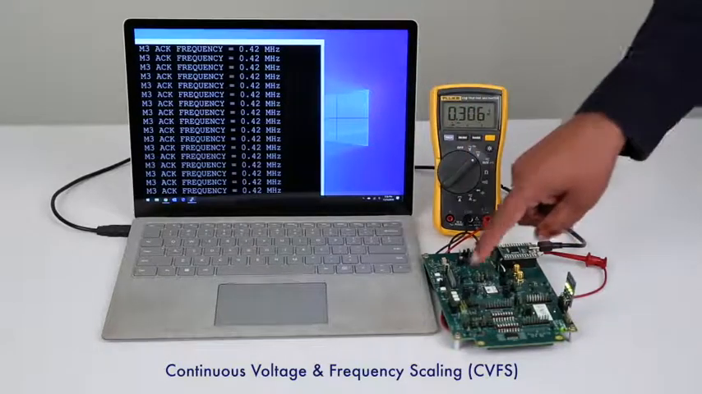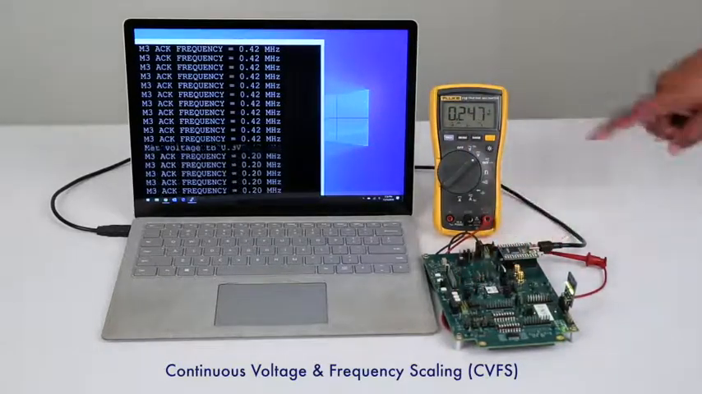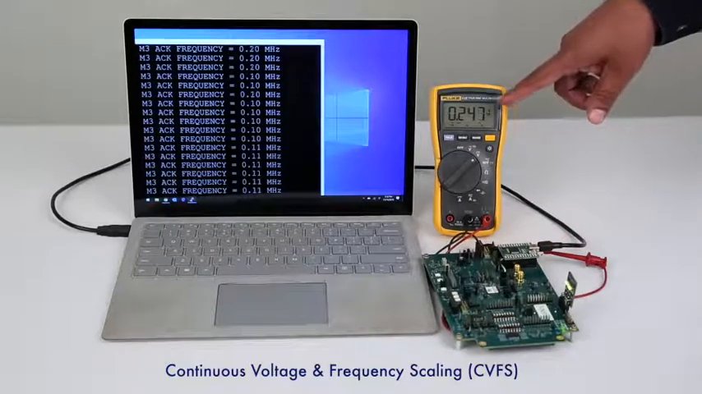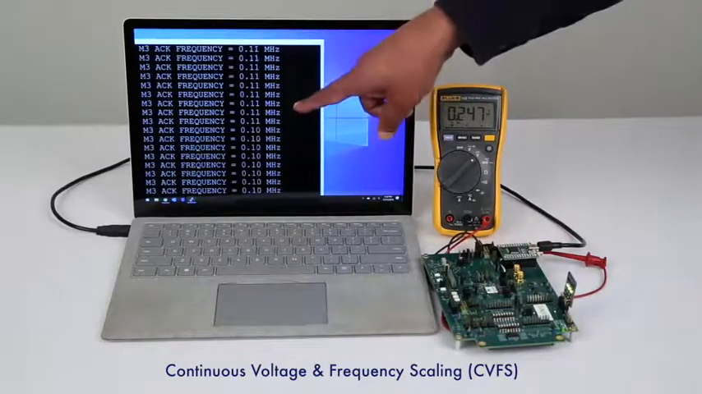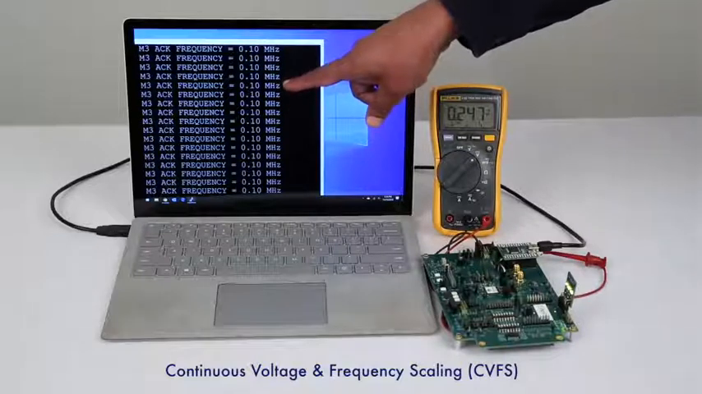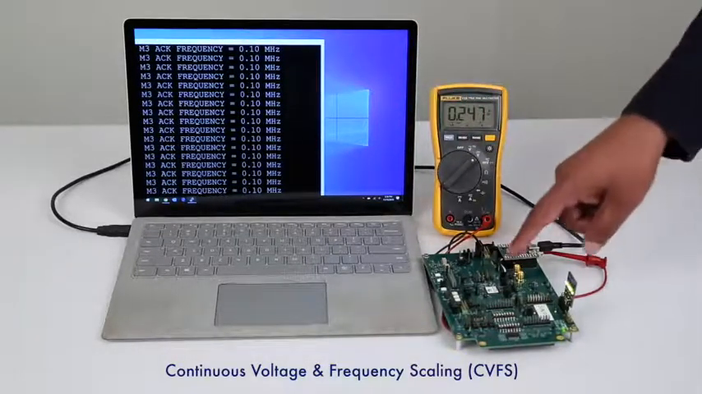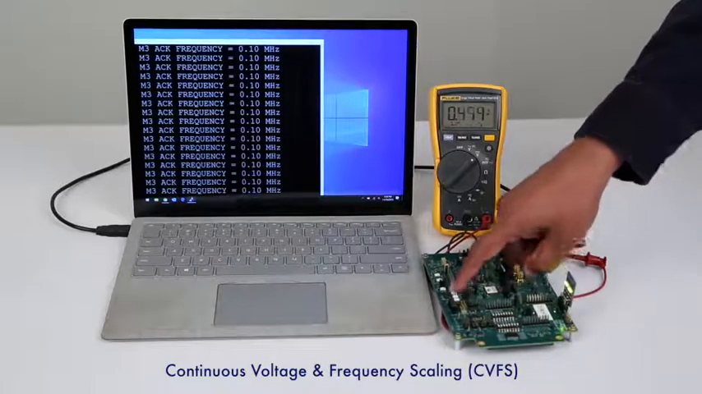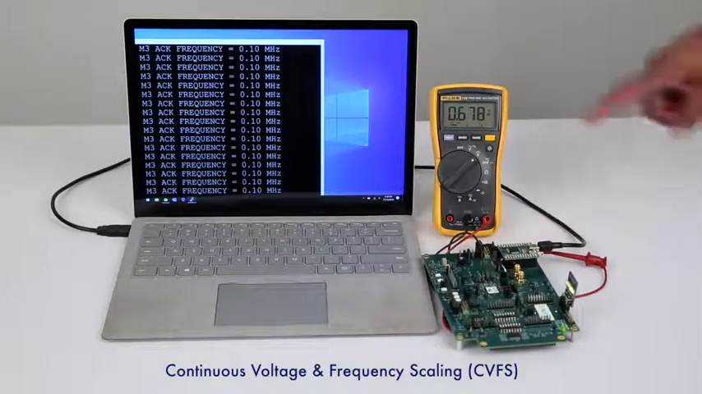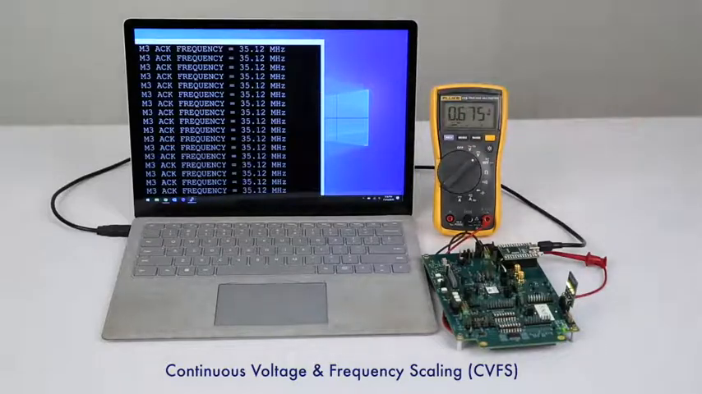And finally, we go down to 0.25 volts with the processor frequency correspondingly dropping, but it's running perfectly fine. And we can now go back to where we started again, which was at 0.7 volts, and again the frequency moves up to where we started.